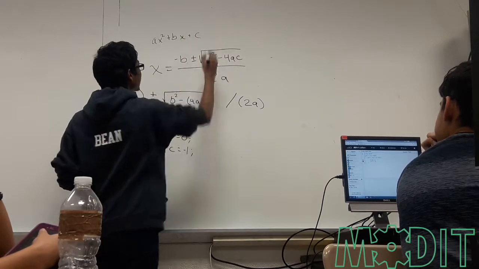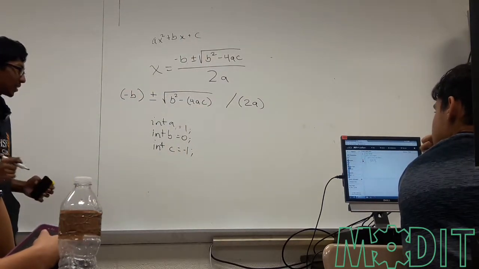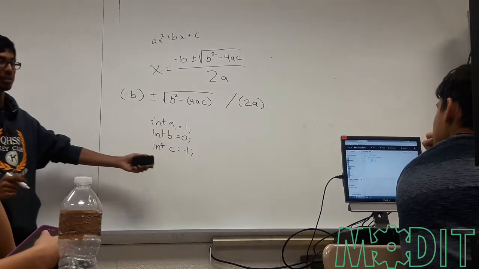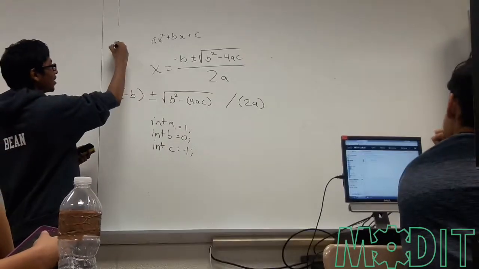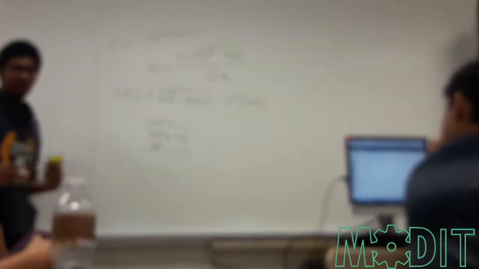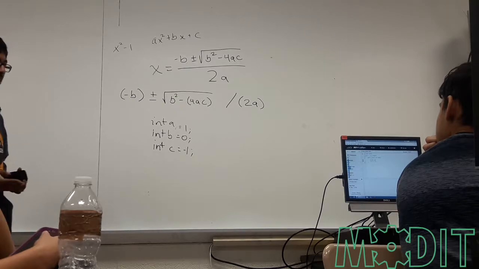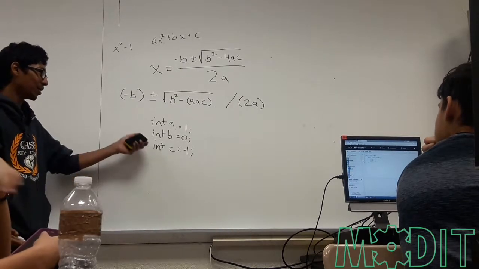So we're giving the variable values. We'll just use 1, 0, and -1 for an example. That would be x squared minus 1. So we're going to write a calculator that will calculate our roots.